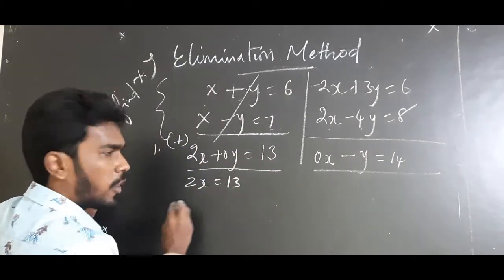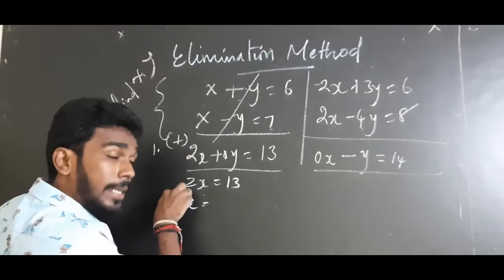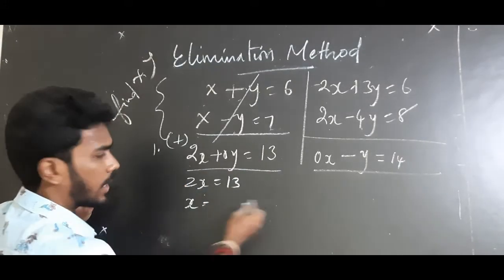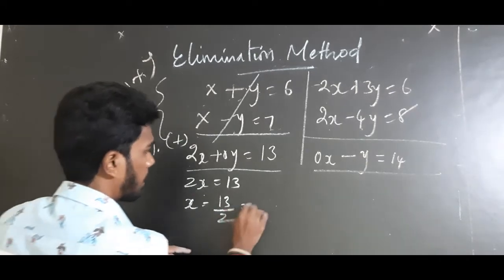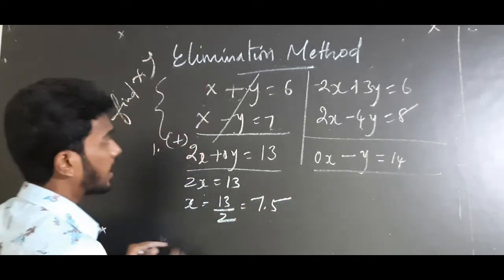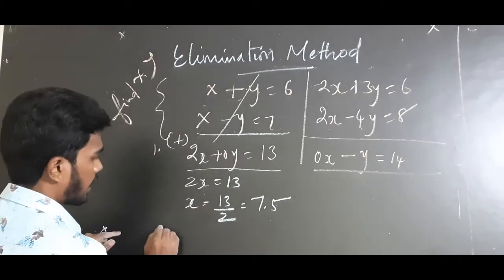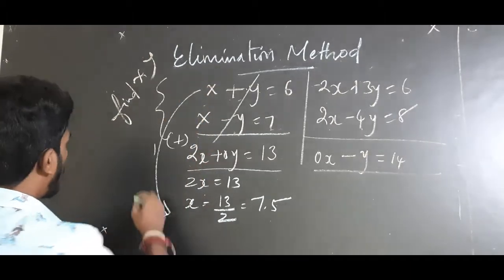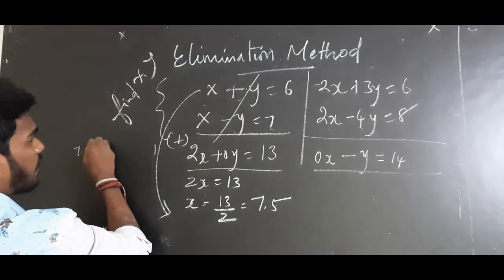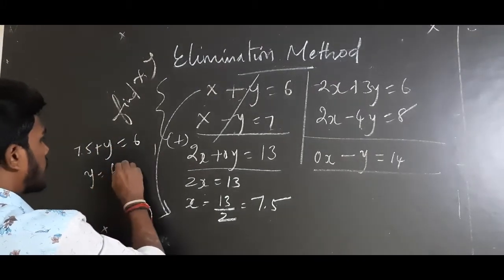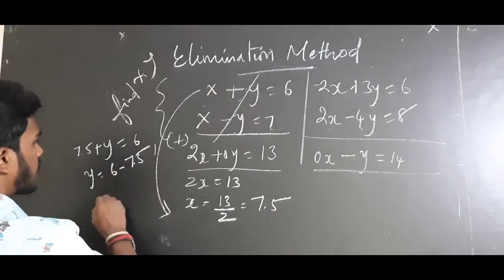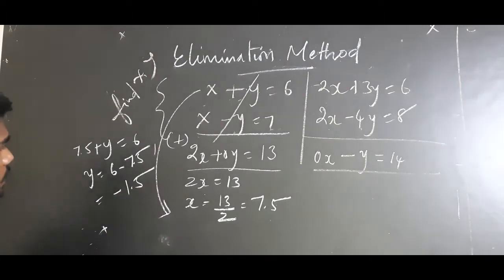Then what will be the value of x? This 2 is in multiplication with x. So when going that side, it turns to a divider. So I get 13 divided by 2, which is nothing but 6.5. Correct? If you substitute that value there in any one of these equations, what will happen? 7.5 plus y will give you 6. Then y is equal to 6 minus 7.5. That gives you minus 1.5.